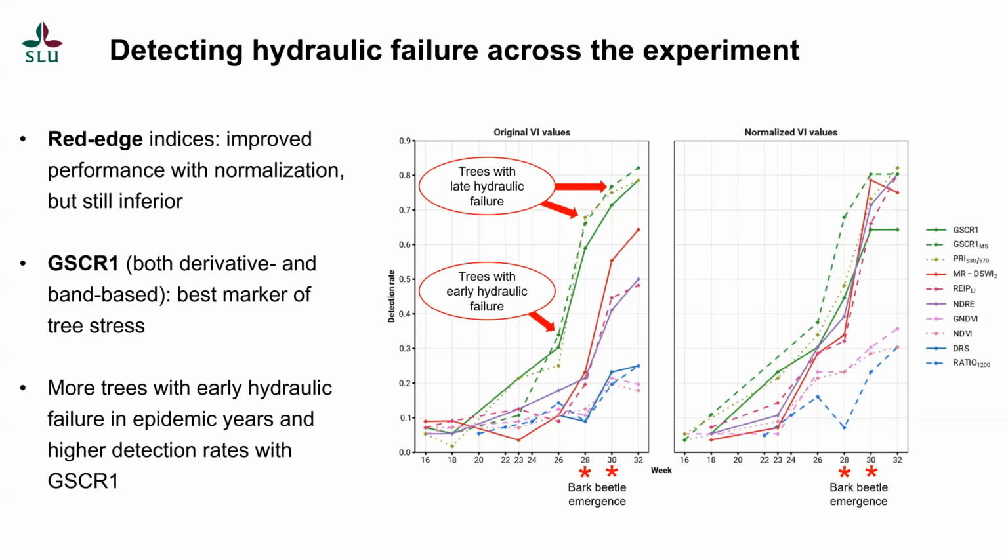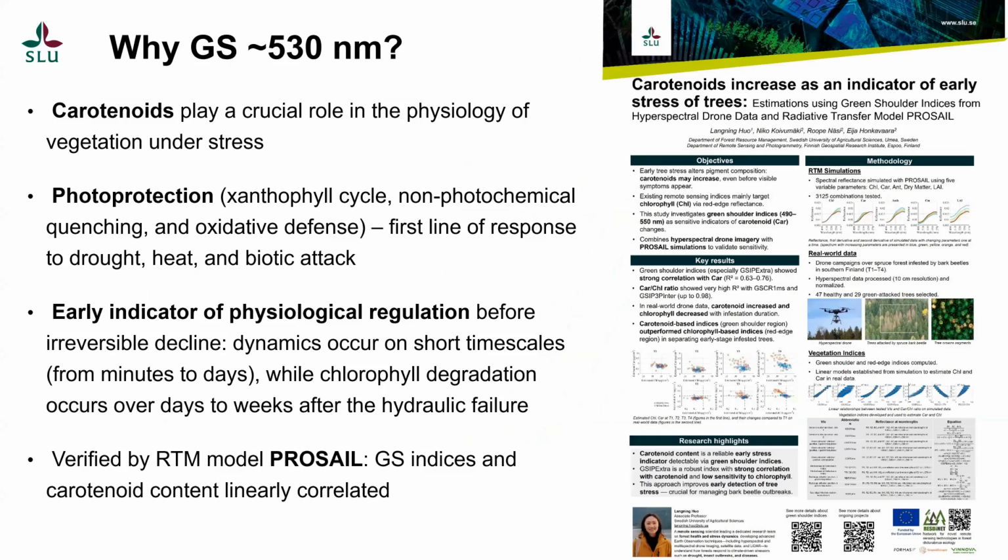And we also could expect that this index is detecting 1/3 of the trees by week 26, which we then assume are the trees with early hydraulic failure, with the severe damage scenario, detecting 2/3 of the trees by week 28. So these trees with late hydraulic failure, we cannot detect, not because of the remote sensing technology, but because of the physiological constraints, because nothing much is happening to the trees up to that point.